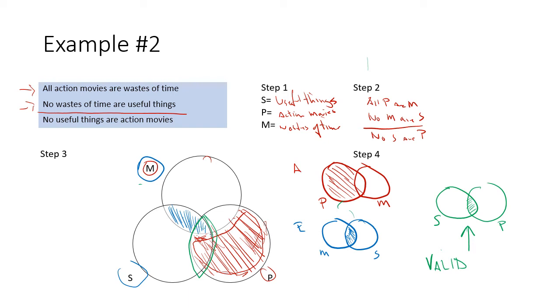Okay, so in the next couple of examples, I'm going to look at situations where we don't have that, right? That drawing a picture of the premises does not give us a picture of the conclusion, and thus the argument is invalid. So that will be the next slide.